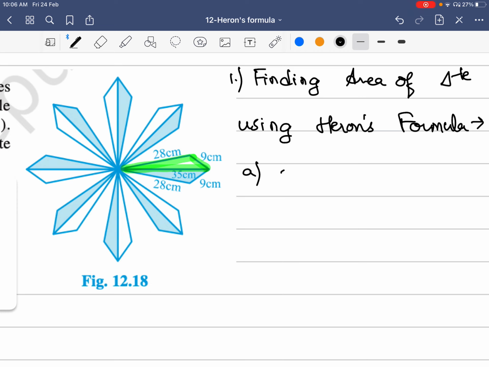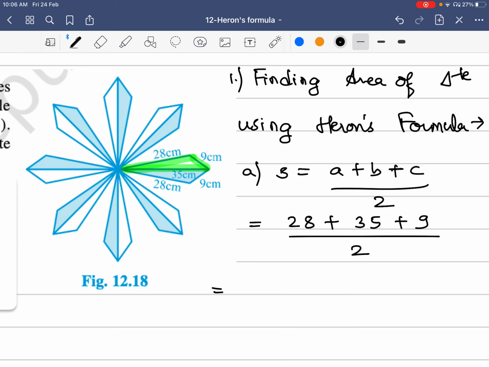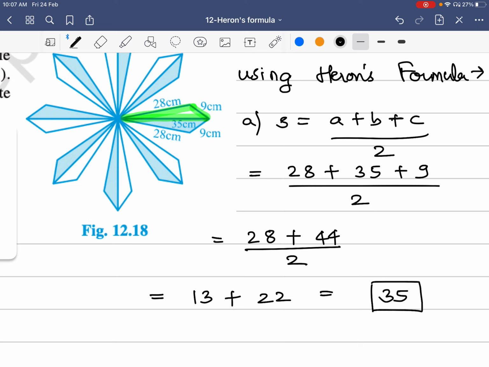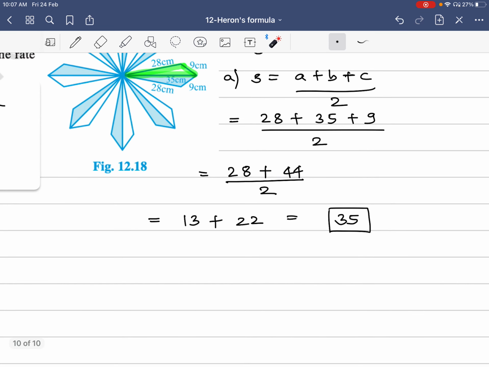So step 1 is we find S is equal to A plus B plus C, the whole divided by 2, where A, B, C are the sides of a triangle. So that is equal to 28 plus 35 plus 9, the whole divided by 2. Now 28 plus 35 plus 9 is 44, and this whole divided by 2. Now that is going to be equal to 13 plus 22, that is equal to 35. So the value of S for this triangle is equal to 35. Now we'll use Heron's formula.